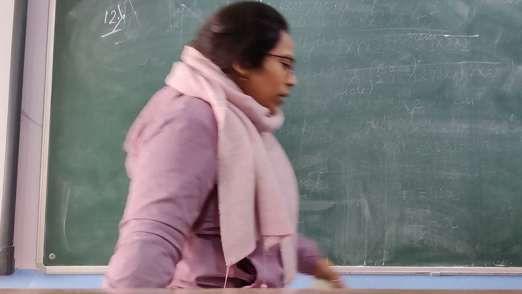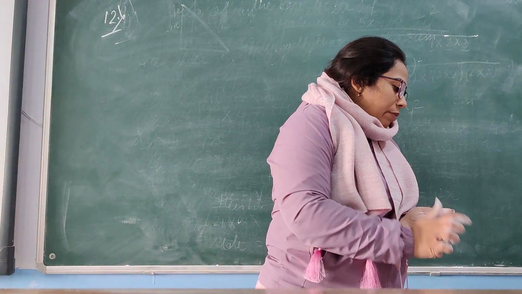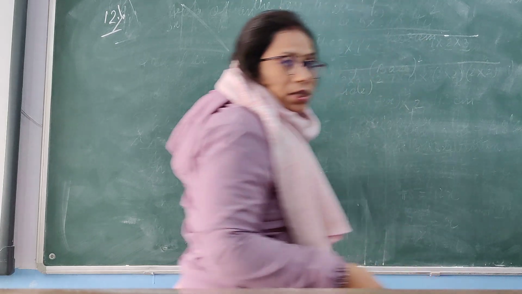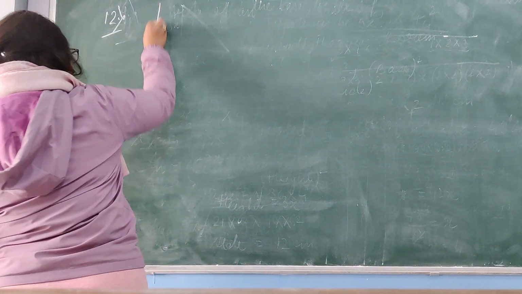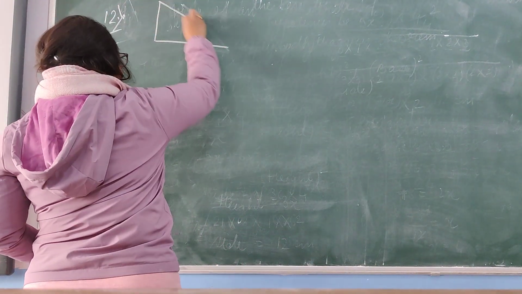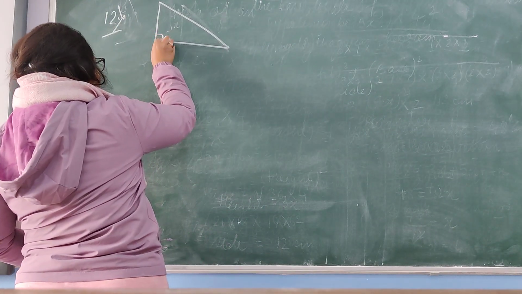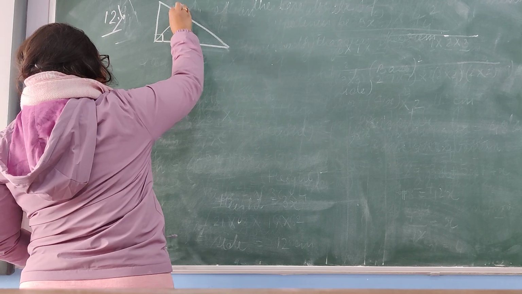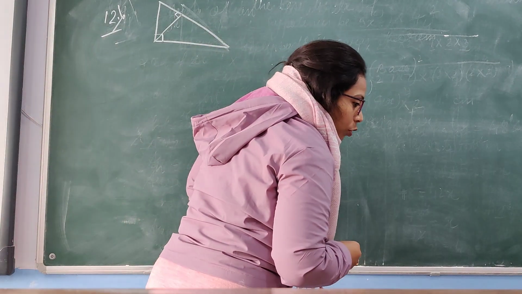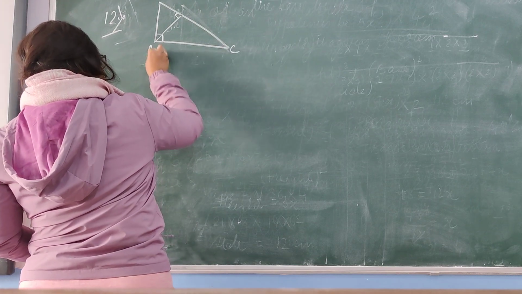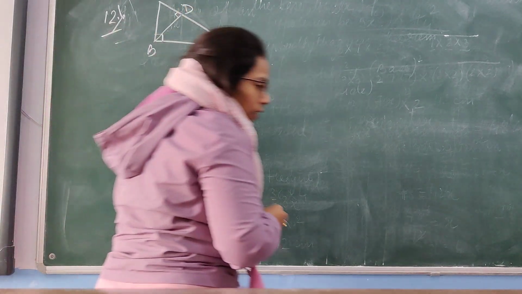Okay, so question number 12 says, in the figure ABC is a right angle triangle. Find the area of triangle ABC. We have to find out the area of the triangle ABC. First of all, this is the triangle given. This is 90 degree over here, and then we have another perpendicular dropped over AC. This is AC, and this is D, isn't it?